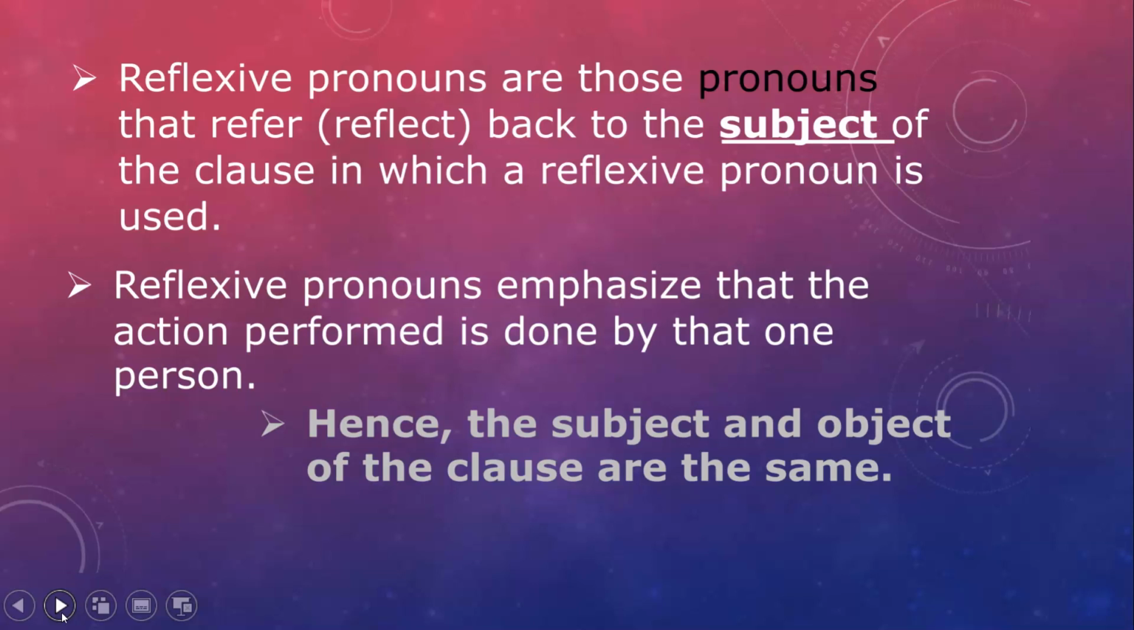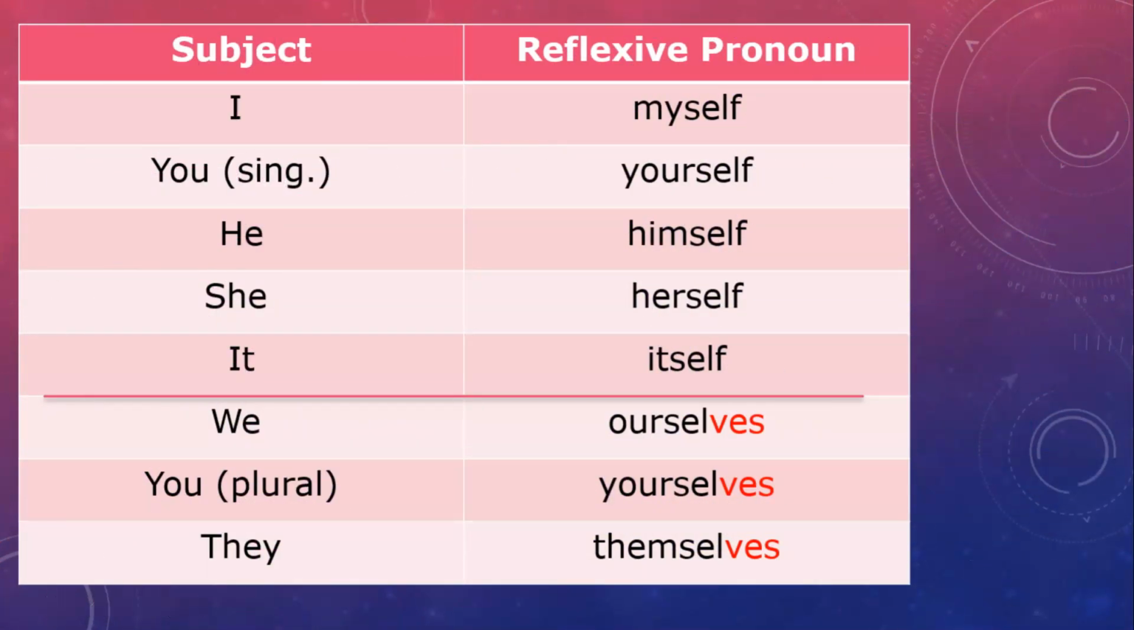Okay? We will see how this plays out later in writing or speaking. But for now, it's just important that you understand that the subject and the object of the clause are the same. So let's move on to the next slide, where we'll see what types of reflexive pronouns we can have in the English language. So here we have a table with two columns.